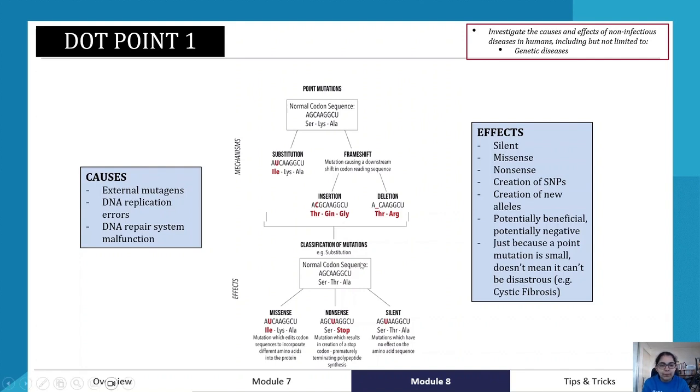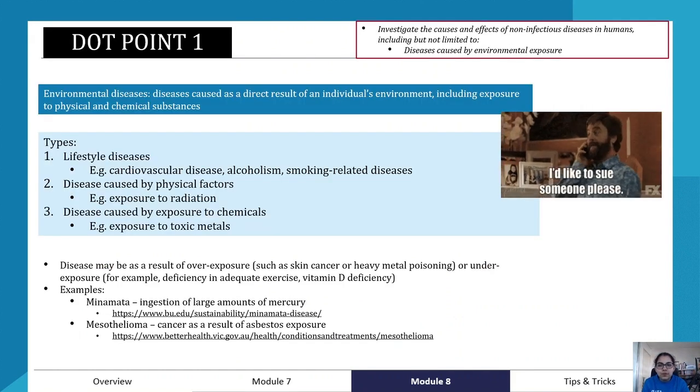So causes: external mutagens, DNA replication errors, and also when we see issues with the repair system, the DNA repair system not working. Effects can be silent, missense, nonsense. We see creation of SNPs, so single nucleotide polymorphisms. We see the creation of new alleles, and it can be potentially beneficial, potentially negative. Just because a point mutation is small, just because it's like the shift of one codon, does not necessarily mean that it's not going to have an impact, right? It can have a huge impact, and an example of that is cystic fibrosis.